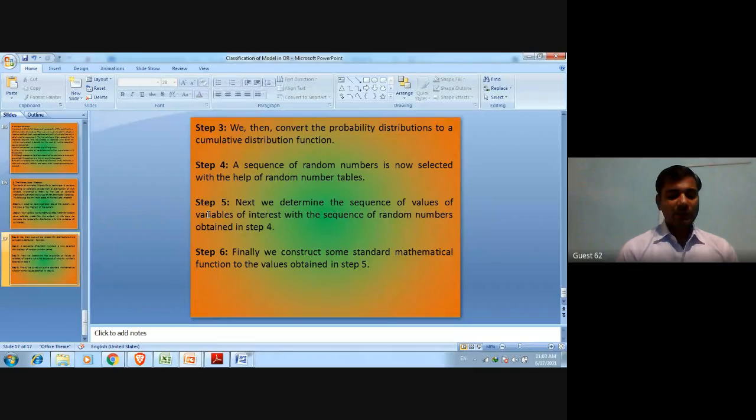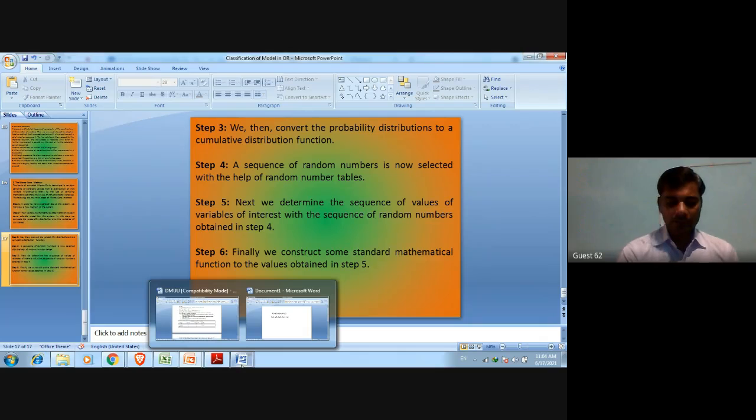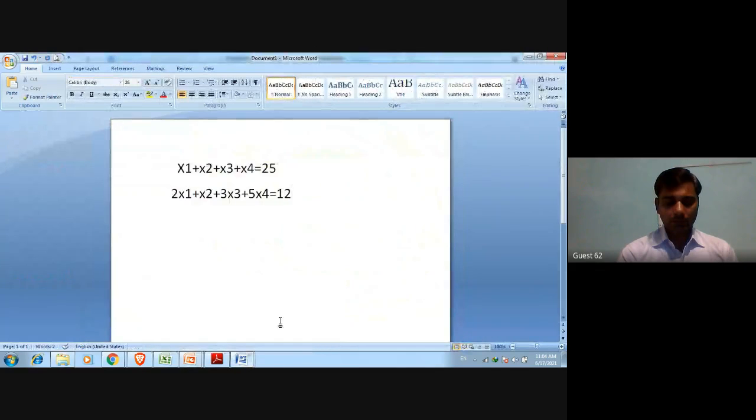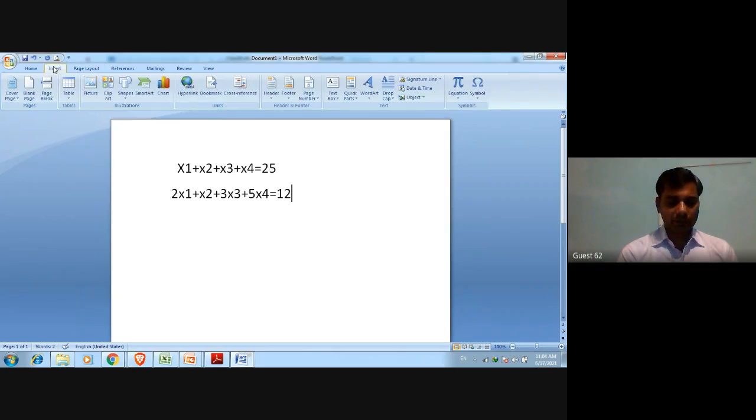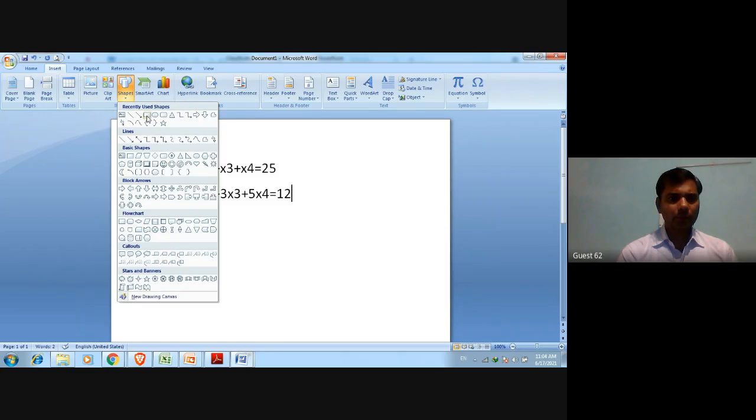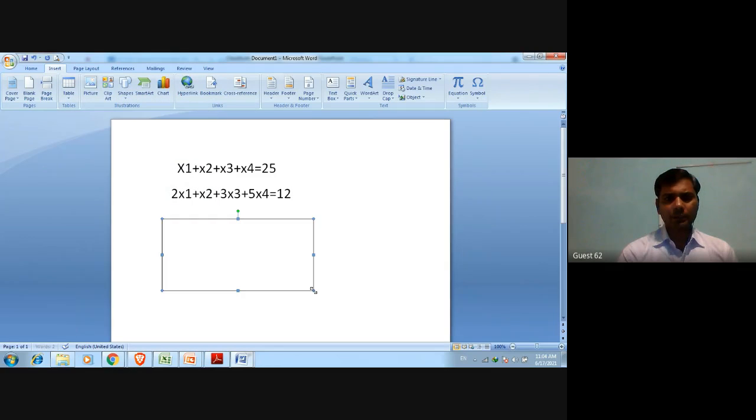For example, a bombing mission is sent to bomb an important factory which is rectangular in shape. Let us see, there is a mission where we have to send bombers, and the shape of the factory is like this.